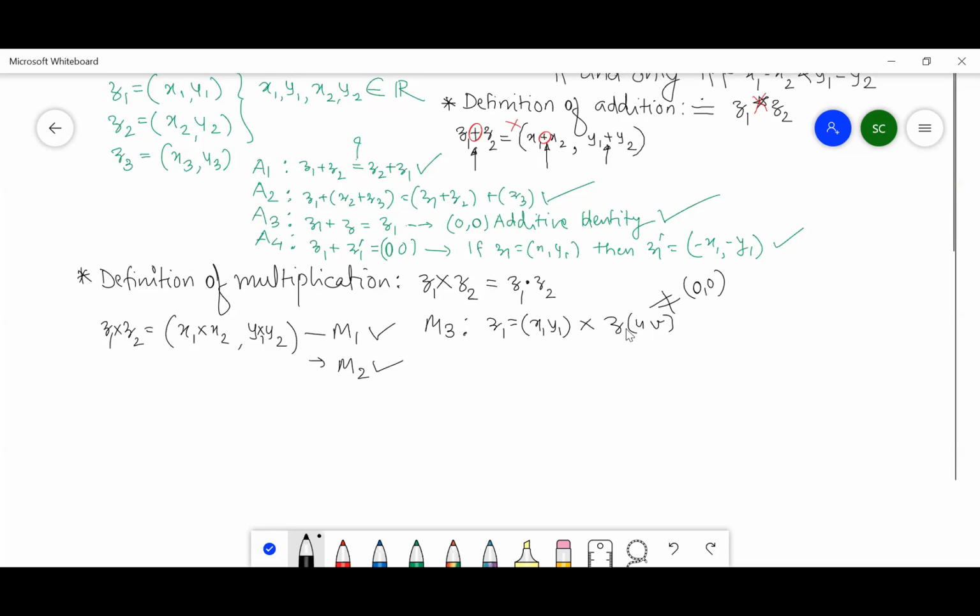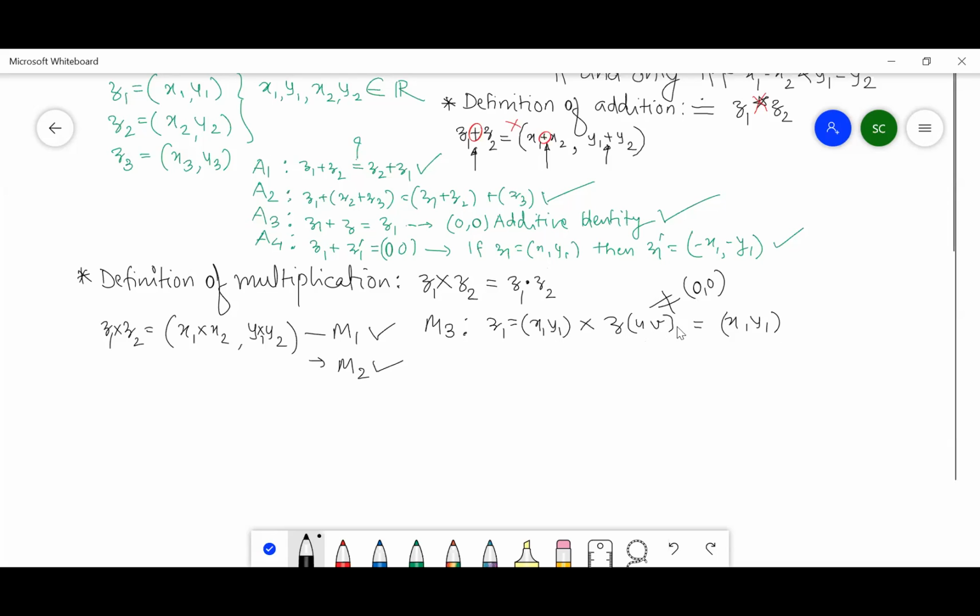In M3 of real numbers, this number was 1, and we said 1 is not equal to 0. So the new multiplicative identity that we are going to find out is not equal to the additive identity that we have already found out. That is what we have to mention here in M3. Suppose we mention that, then what will you eventually get? You will get X1, Y1 back. Is that right? That is what M3 is.